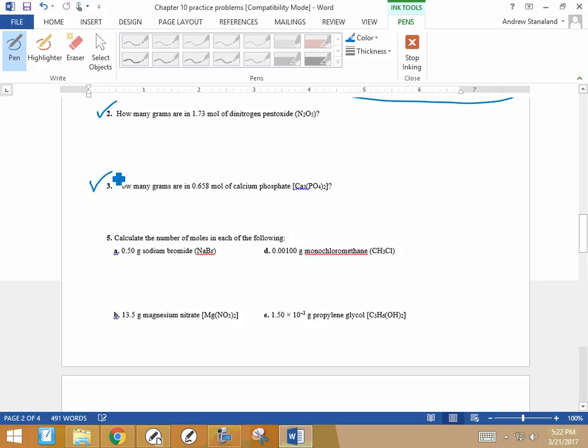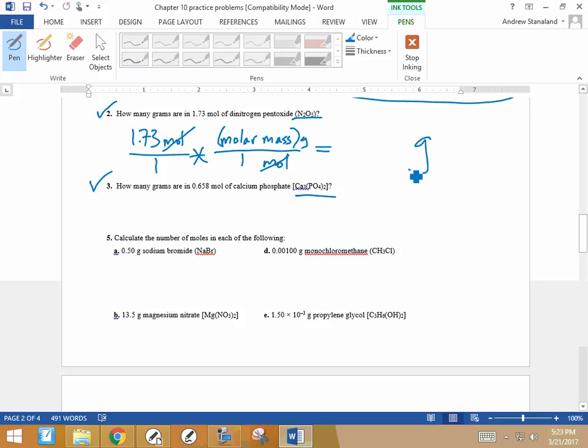Two and 3, same way. How many grams are in 1.73 moles of dinitrogen pentoxide? First, calculate the molar mass, then go from moles to grams. So, how do we do that? Again, 1.73 moles is how we start. We're going to multiply by the molar mass, which you have to calculate, in grams per 1 mole, right? Moles cancel, and you're left with grams. Okay, in this instance, it's grams of dinitrogen pentoxide. So all you have to do first is calculate the molar mass of that substance, and then multiply that molar mass in grams per mole times the number of moles, you'll get grams. Same thing here on 3.